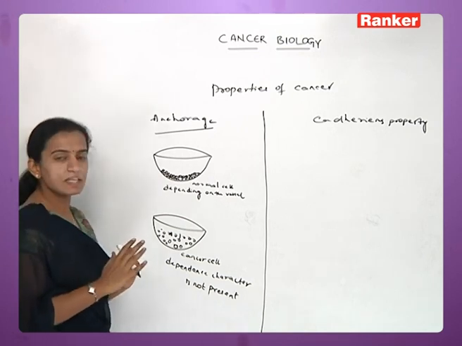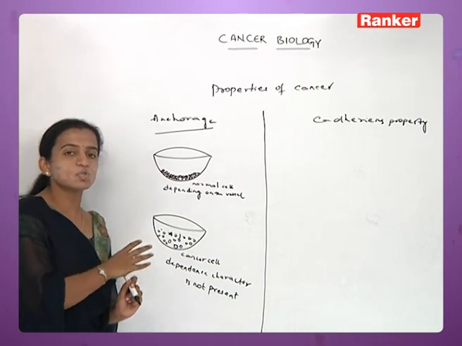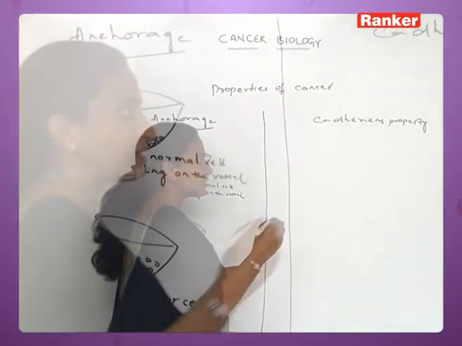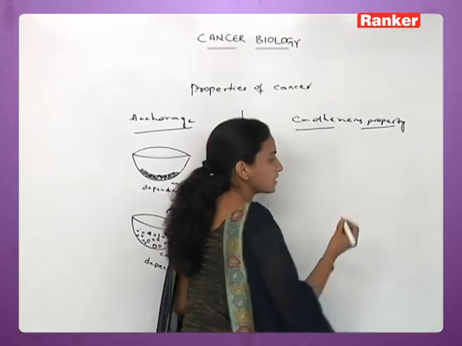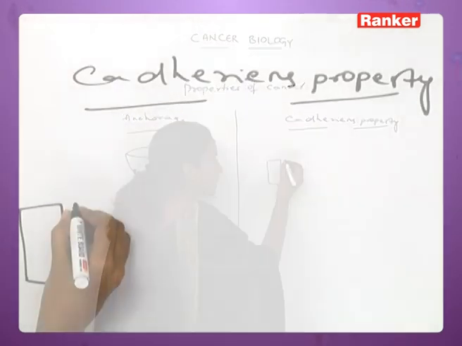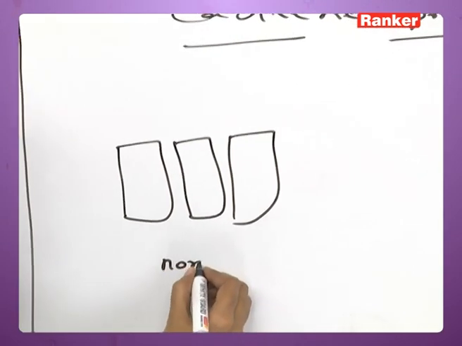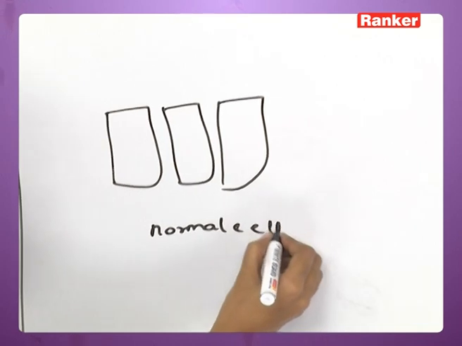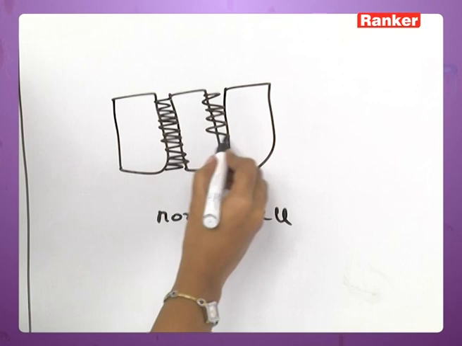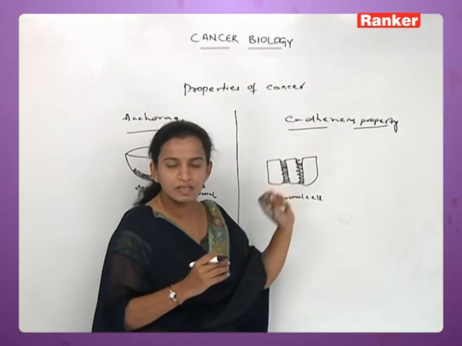So by this you can say that anchorage dependence is present in a normal cell, but it is not present in a cancer cell. The next property is the cadherin property. That means between each cell there is a holding capacity. These are normal cells. In the normal cell there is a compound, calcium-dependent, present here, and it is holding the cells together, which is called the cadherin property.